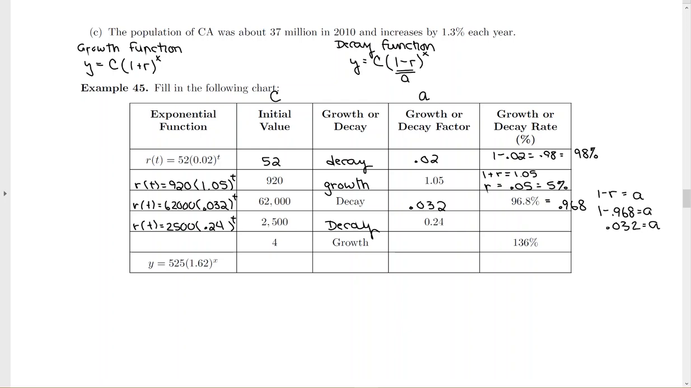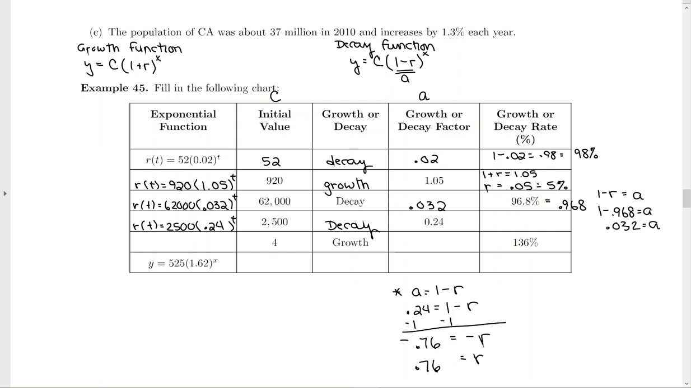But to figure out the growth or decay rate, this is where I've got to go back to, okay, this was decay, that was my A value. So using this formula, A equals 1 minus R. I know what the factor is, 0.24 equals 1 minus R. Solve for R, take away 1 from both sides. Use your calculator if you need to. That comes up as negative 0.76 equals negative R. So R then is going to be 0.76.